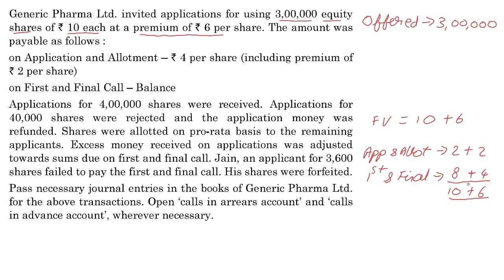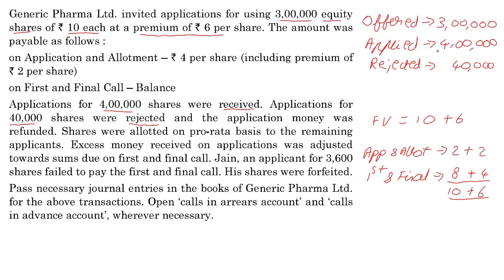Now, neatness, of course, is important. Applications for 4 lakh shares were received. So applied is going to be 4 lakhs. I'm simply looking at the question and writing what they're saying. Applications for 40,000 shares were rejected. So rejected is 40,000. Shares were allotted on pro-rata basis to the remaining applicants.